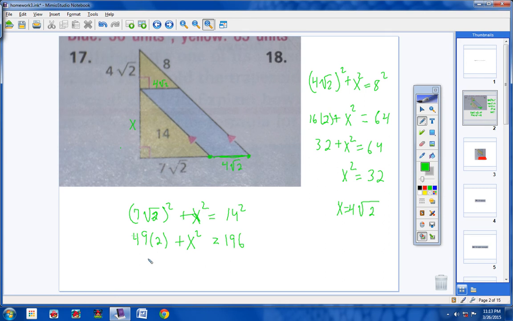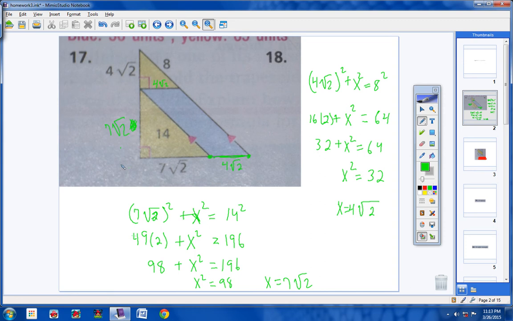49 times 2 would be 98. 98 plus x squared equals 196. And then if you bring that over to the other side and make it a negative 98, you're left with x squared equals 98. So then you have x equals square root of 98, which of course 98 is 49 times 2. Cross off the 49 and put a 7 on the outside. So we have 7 square root of 2, like I said before. So this distance from here down to here is 7 square root of 2.